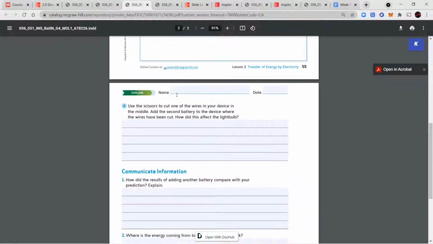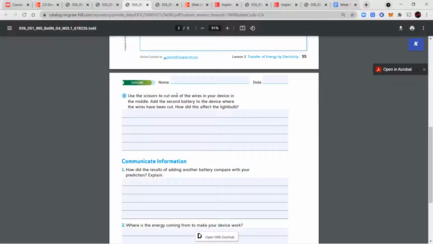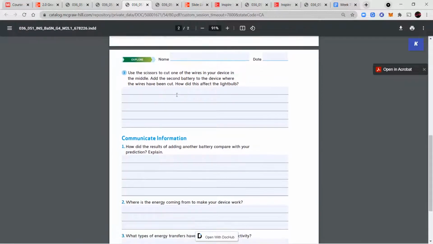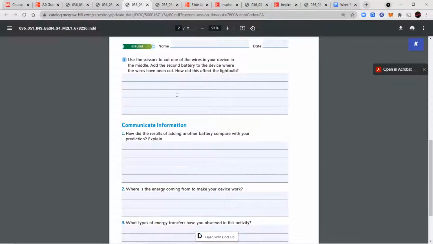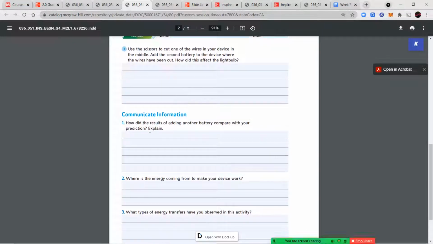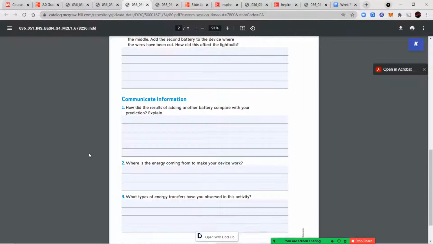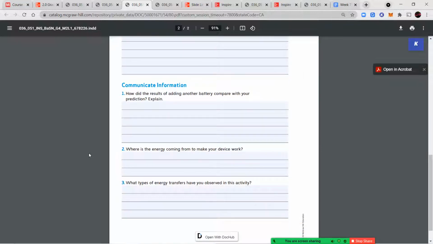So after you've completed the investigation, what scientists and engineers do is they communicate to others the information that they gathered through their observations and through their experiments. This way they can learn from each other. After you've completed this, you're going to follow the directions all the way through, and then you're going to communicate the information. How did the results of adding a battery compare to your prediction? Explain, this part is really important. Explain your reasoning. Where is the energy coming from to make your device work? And what type of energy transfers have you observed in this activity?